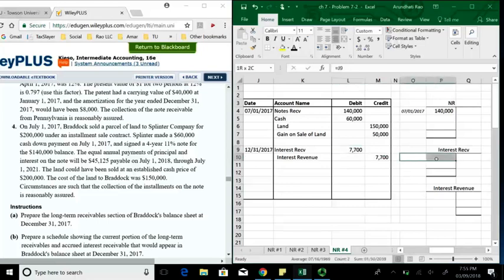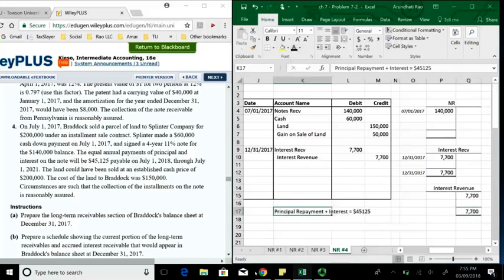So my journal entry, when I post it, I have interest revenue of 7,700, and that's going to be your balance. There's nothing else over here. Interest revenue, you have a credit of 7,700, and that's going to be your balance over here. Now, a couple things to keep in mind over here. Principal plus interest is 45,125. How do I know that? Because that was told to me in the problem. This payment is going to be received on July 1st, 2018.